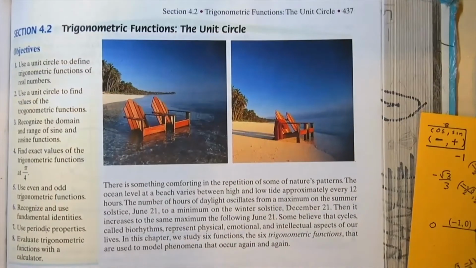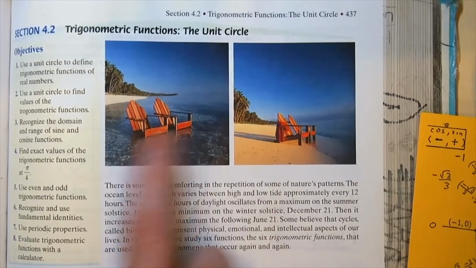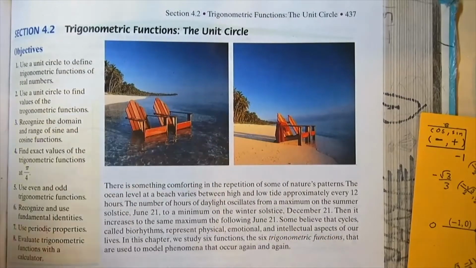But trigonometry is so many things. You go, what's with this beach? Well, the tides that go in and out. Talks about high tide and low tide. Even they have something to do with this.